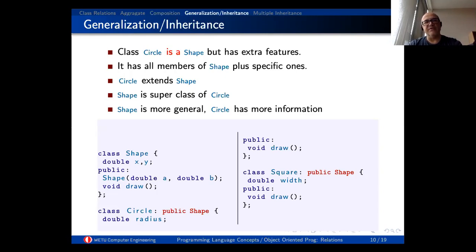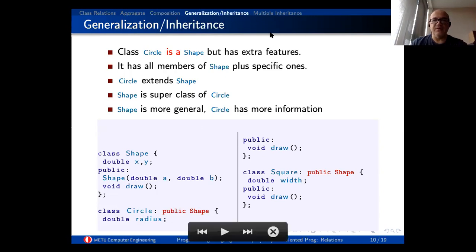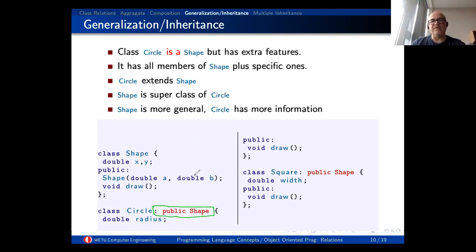And information wise, we say that shape is a general class and circle is a specific class. Shape has less information, circle has more information. In this way, we can define that. In C++, we use this syntax here. After the class name, we have a protection label followed by the class name. It will say that circle has anything inside of a shape plus something extra. And the extra thing is here, which is the radius.